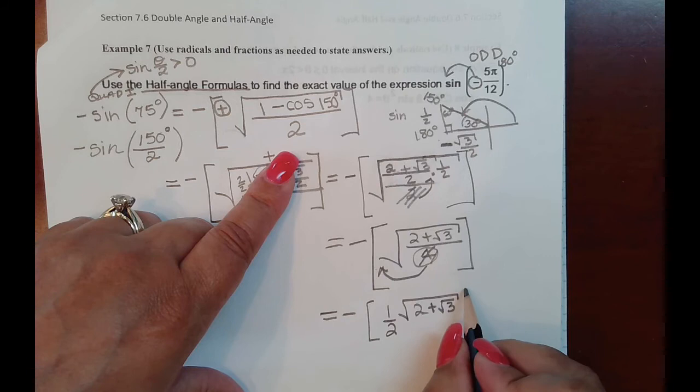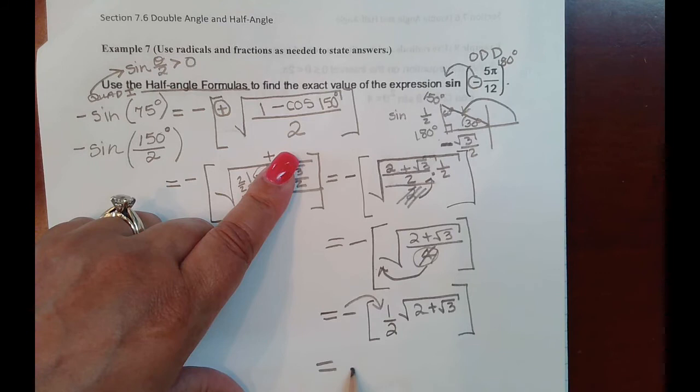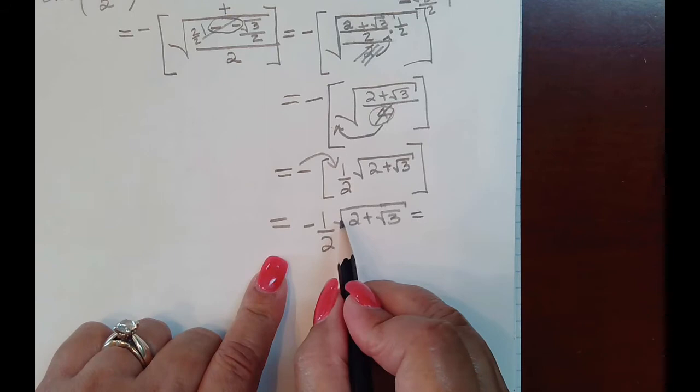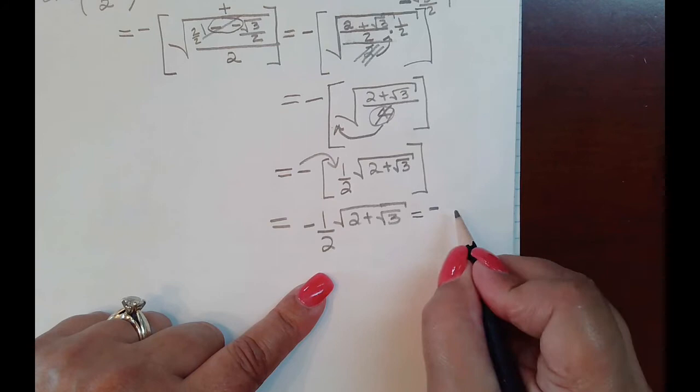And then at that point, apply the negative. Negative 1/2. And I just want to keep mentioning that you can report the coefficient out front like this, or you can write it like this: 2 plus square root of 3 underneath the square root symbol, just over 2. This is the same thing.